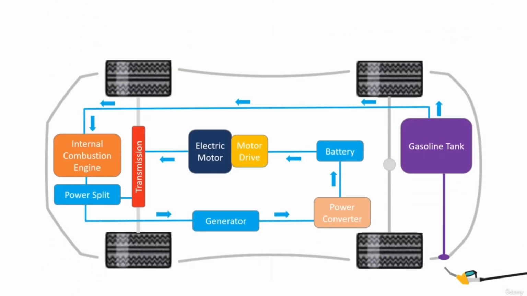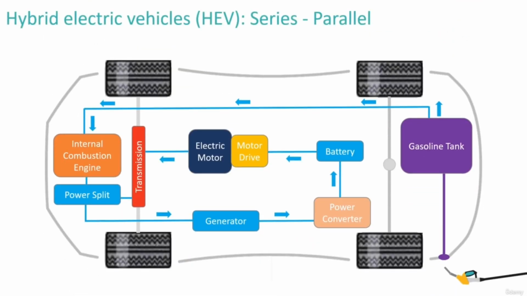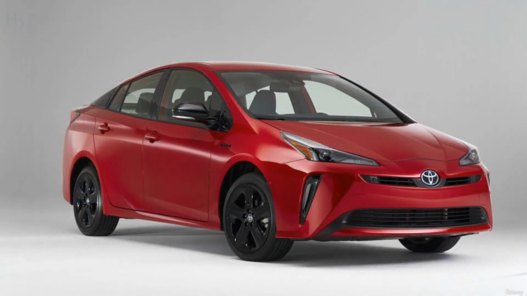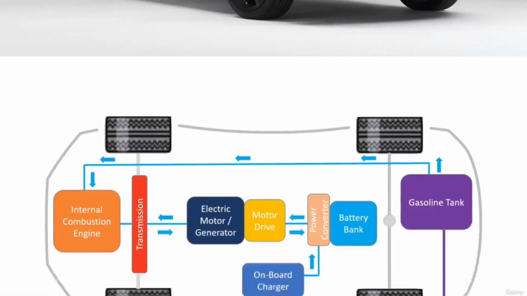The third type of hybrid is the series parallel or dual mode hybrid. This has the flexibility to operate in either series or parallel mode by using power split. It has generator to charge the battery as seen in series hybrid, and it has the engine and the motor simultaneously powering the wheels as seen in parallel hybrid. Although this type of architecture is more flexible in terms of driving modes, it is also more complex and of course costly. The Toyota Prius is an example of hybrid electric vehicle based on the series parallel architecture.